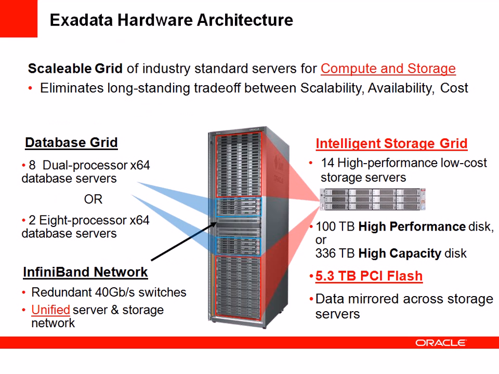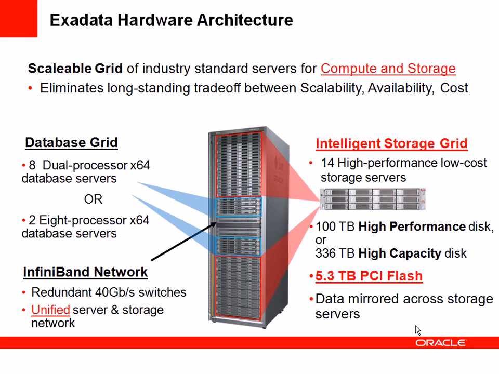The intelligent storage grid in a full rack has 14 high-performance storage servers. Those storage servers include disks, 12 disks per server. It includes memory and CPU for the processing, which I'll be talking about. And it includes some flash storage, which we use for flash cache. We're not going to talk a lot about that because that's primarily relevant to OLTP, but we'll mention it in passing. Keep in mind, though, that each storage cell has all 3 of those things.